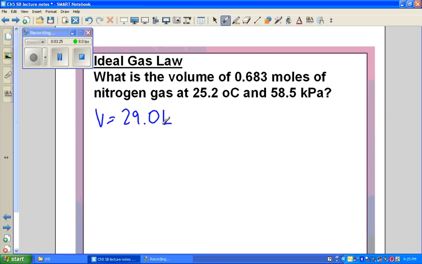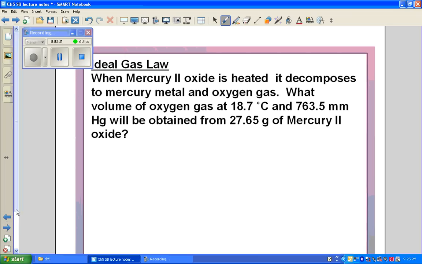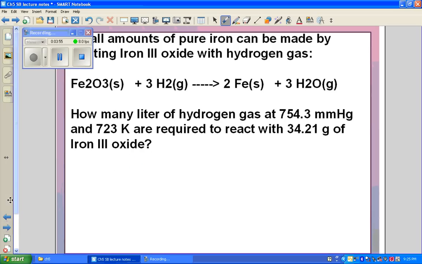So if you have time, go ahead and see if you can solve this problem and get 29.0 liters. And the next problem for the ideal gas law asks what volume of oxygen will be obtained. So I have a volume of 1.51 liters of oxygen. You're going to need to write a little balanced equation here and do a little bit of stoichiometry to arrive at this volume. So I will be going through this in class. If you want to tackle it on your own, please be my guest.